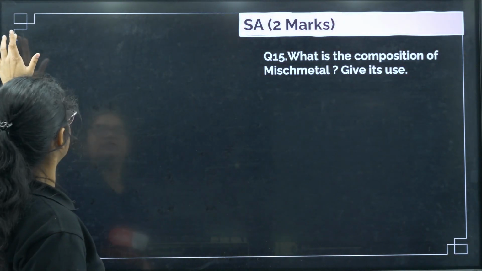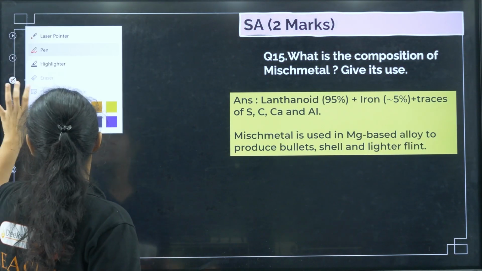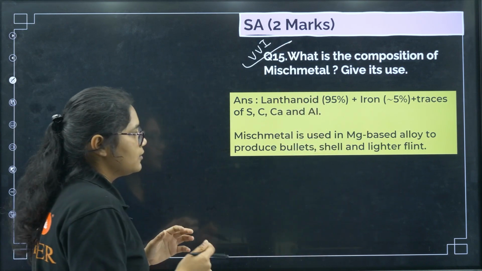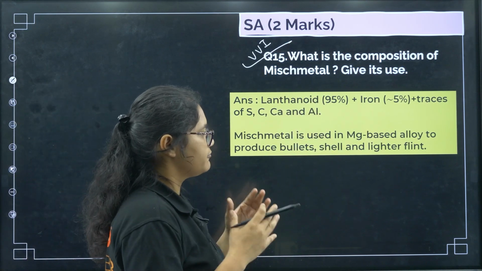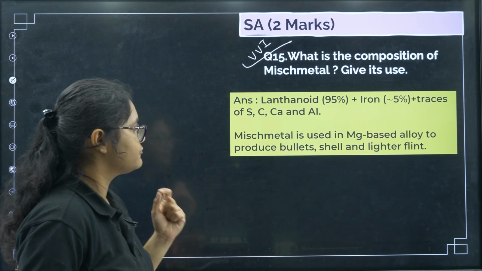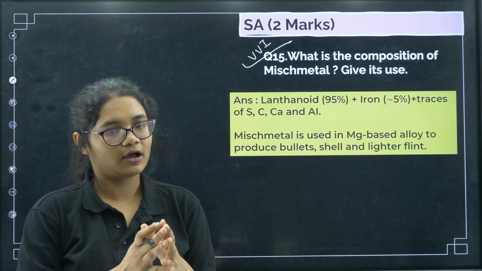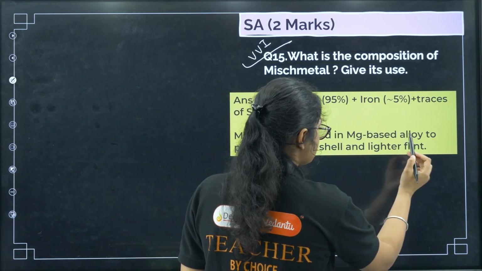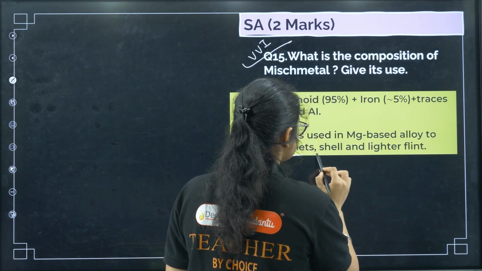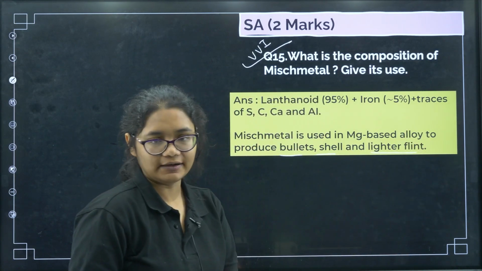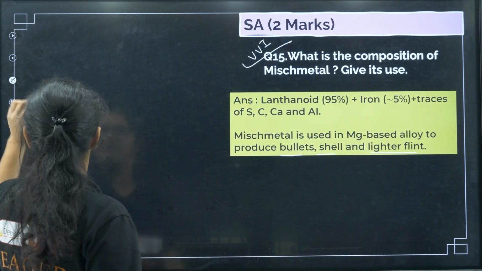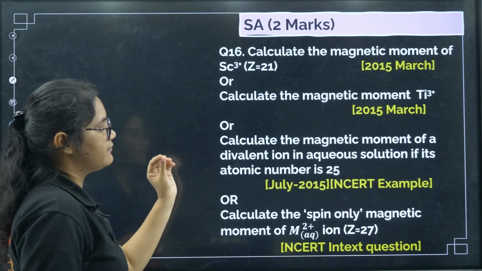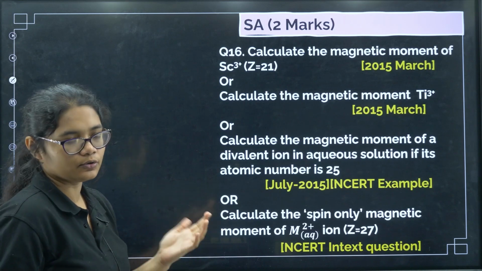Next, composition of misch metal and its use. This is also an important question. Lanthanide 95%, iron 5%, and traces of sulfur, carbon, calcium and aluminium are called misch metal, and it is used in magnesium-based alloys to produce bullets, shells and lighter flint. These are direct theory-based questions, so we'll move to the next question. Yes, these are very important questions. I will do any one of these and I'll tell you how to solve this question.